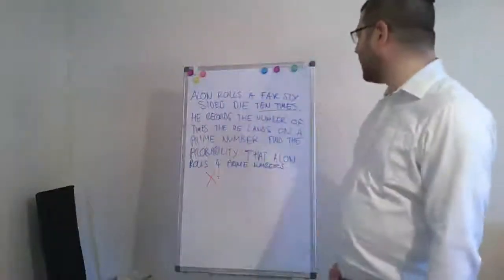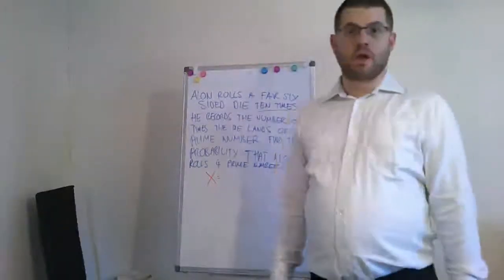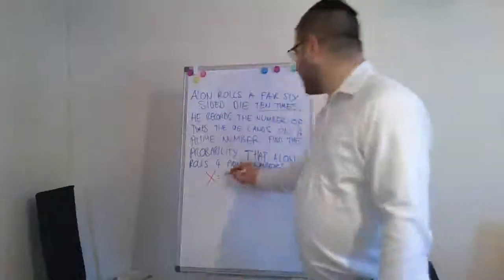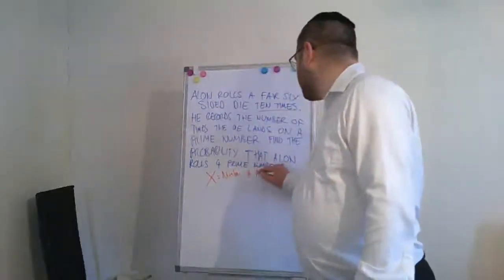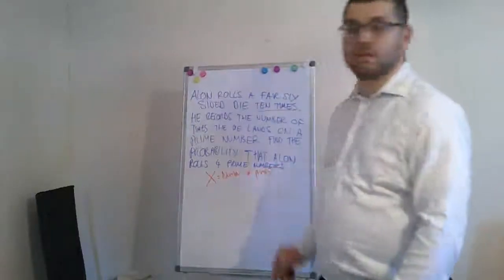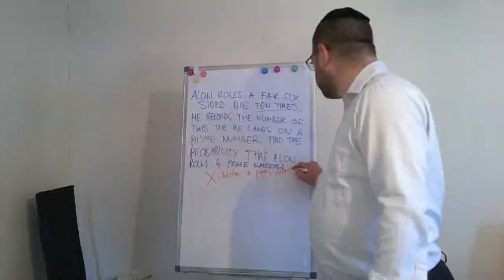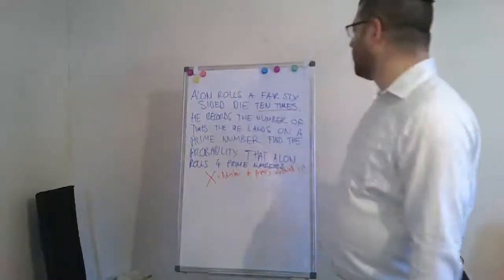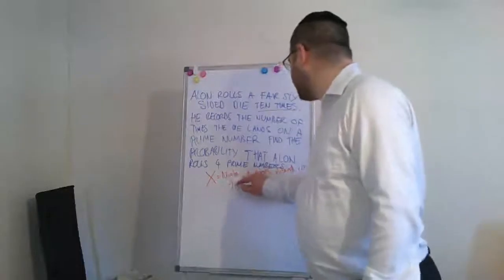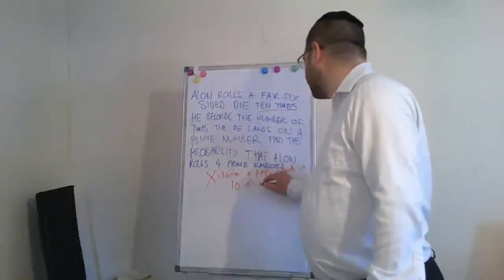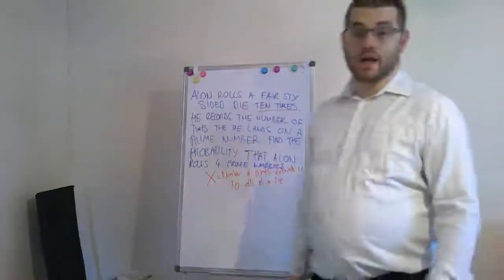What's a success here? A success here is getting a prime number when you roll the dice. So therefore, X is the number of primes, the number of prime numbers, obtained in how many times we roll the die, which was 10 times, in 10 rolls of a die.